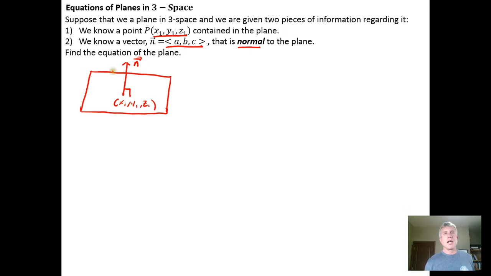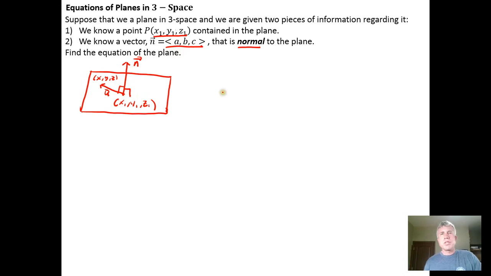If we have any other point in the plane, let's pick an arbitrary point in the plane right here, the point x, y, z. I can make a vector from the point I know, x sub 1, y sub 1, z sub 1, to the arbitrary point in the plane x, y, z. Let's call that vector u. And the idea is if the normal vector a, b, c is perpendicular to the plane, then it must be perpendicular to any vector that's in the plane.